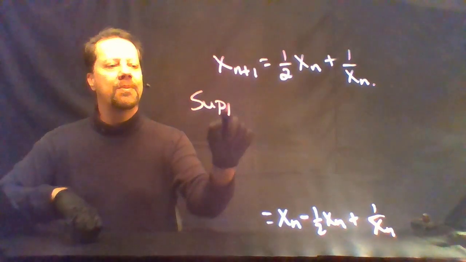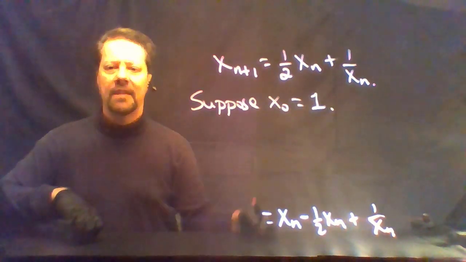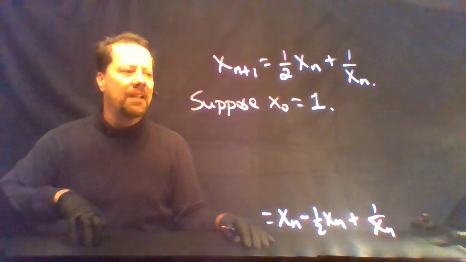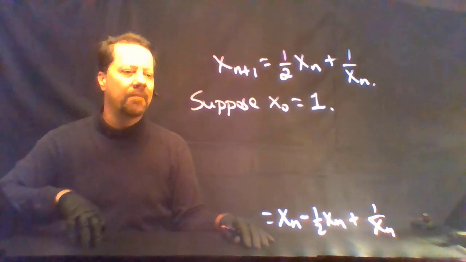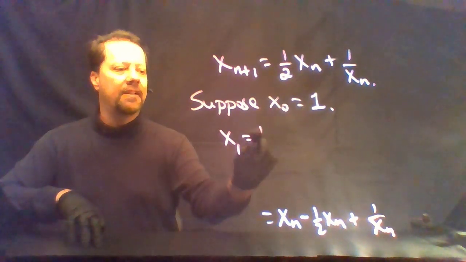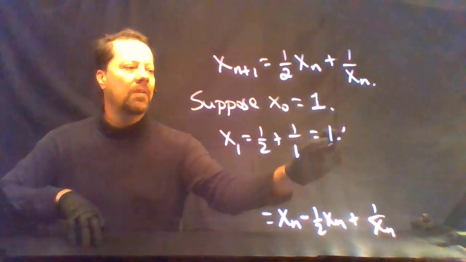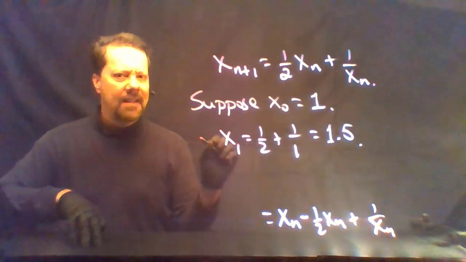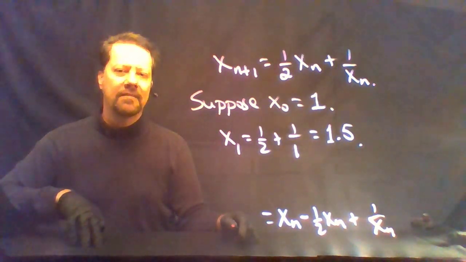Let's suppose that the initial guess is 1, not 1.414. We could be more accurate, but let's just make a crude guess of this root equal to 1. The next guess, according to the formula, is going to be 1/2 plus 1 over 1, or 1.5. That's quite a bit better than our initial guess of only 1.